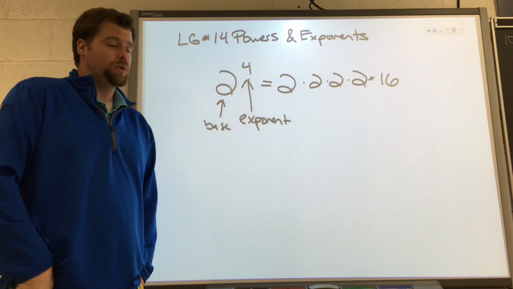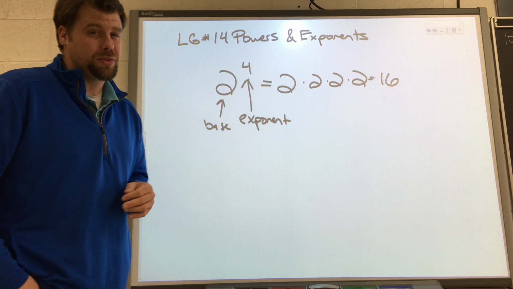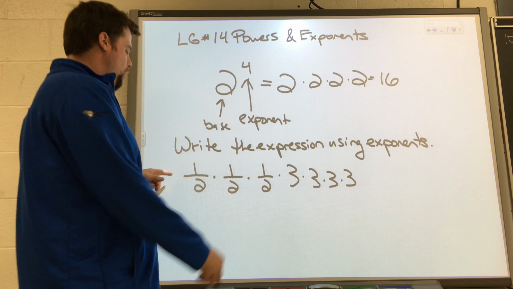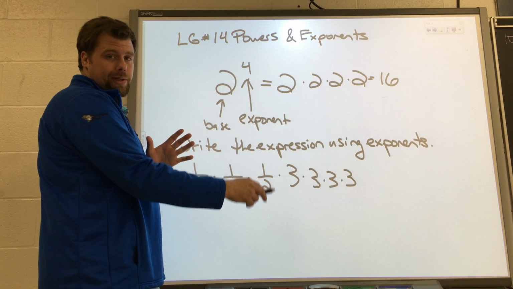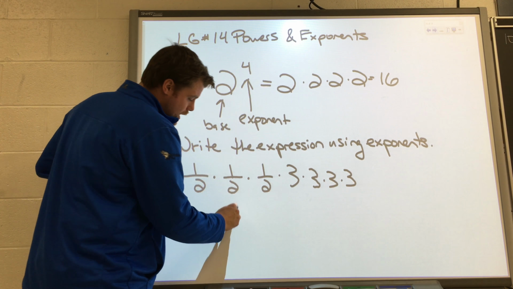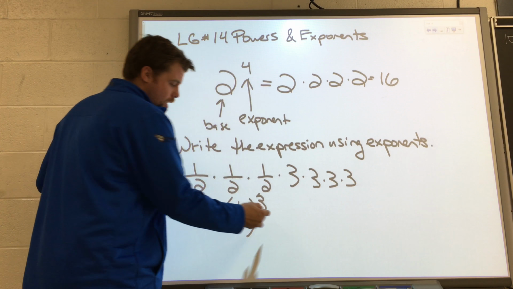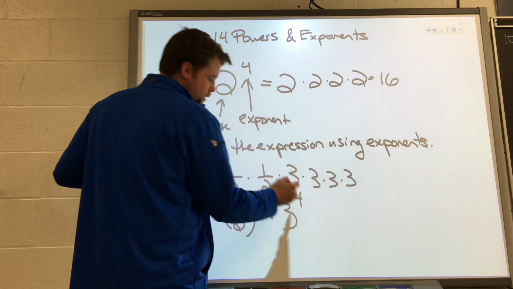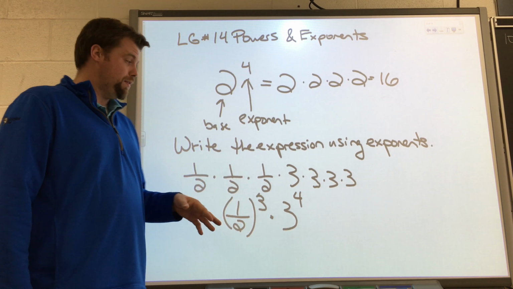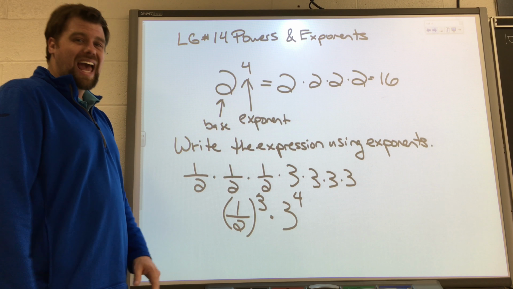Okay, and that's just a little review, introduction to exponents and powers there. So for example, if I asked you to answer this question, where you are to write the expression using exponents. Here you can see 1/2 being multiplied by itself 3 times, and 3 being multiplied by itself 4 times. So if I want to rewrite this using exponents, I would say 1/2 is being raised to the 3rd power, and that's still being multiplied by 3, which is being raised to the 4th power. So 1/2 to the 3rd is 1/2 times 1/2 times 1/2, and 3 to the 4th is 3 times 3 times 3 times 3. So I rewrote that using exponents.